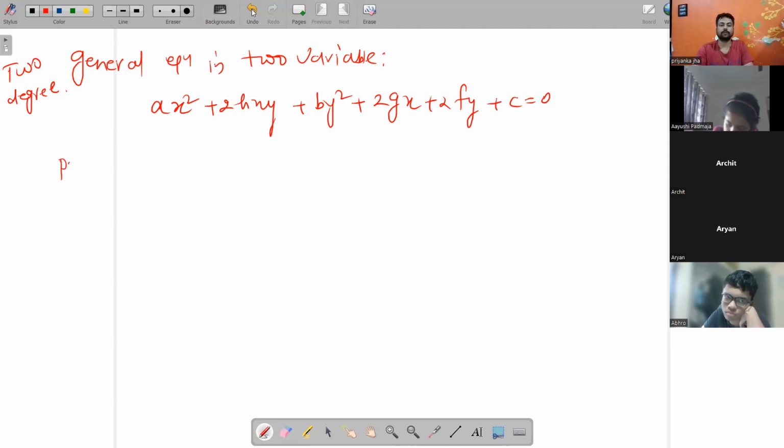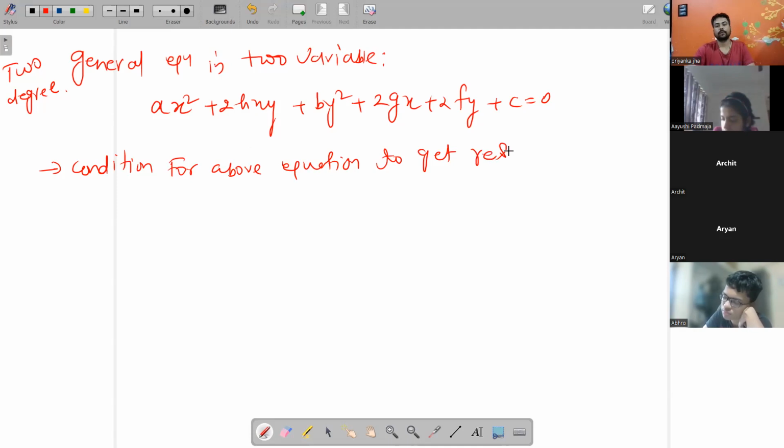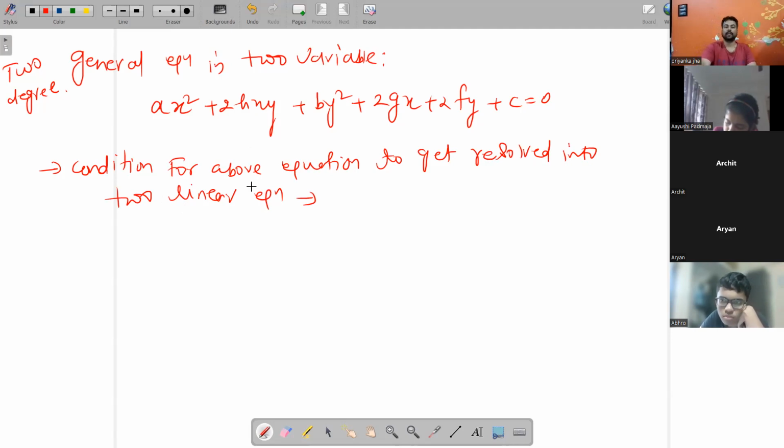Condition for the above equation to get resolved into two linear equations. Let's derive under what condition we'll say that yes, this can be resolved into two linear equations. How?